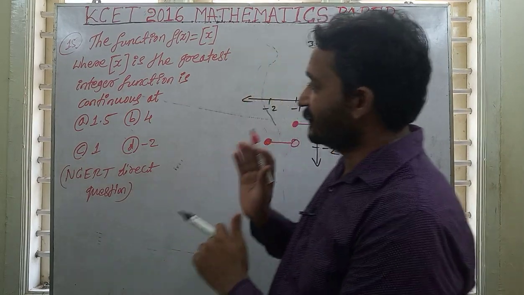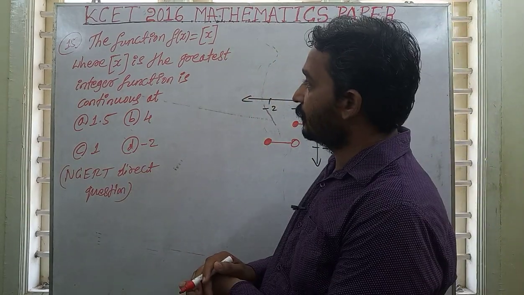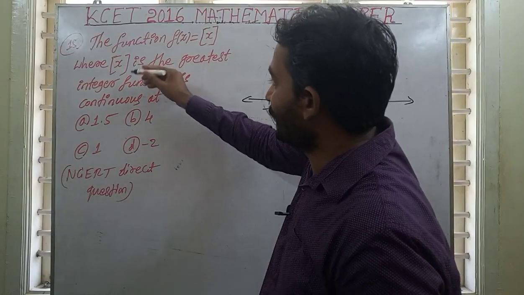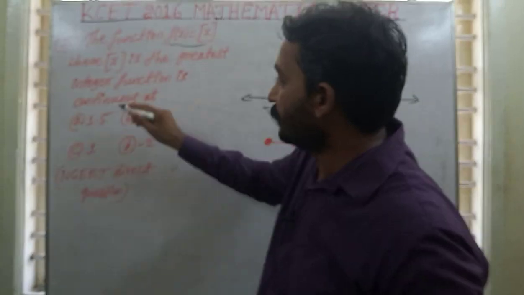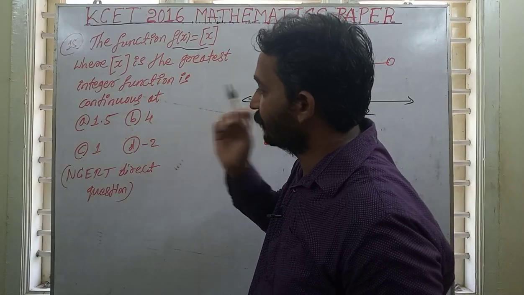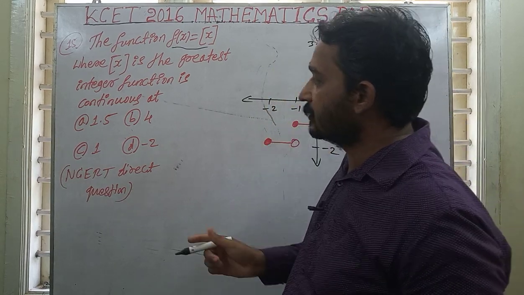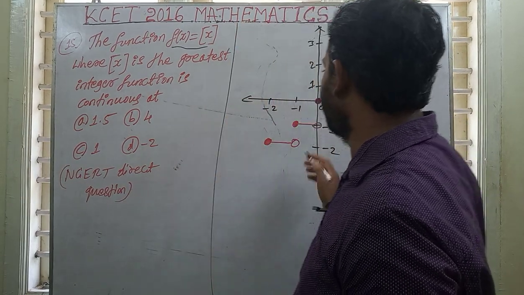Now let us see the question. What is this question about? The greatest integer function. Where the greatest integer function is defined, this function is continuous at what point? 1.5, 4, 1, minus 2. So this question is solved by using this graph.